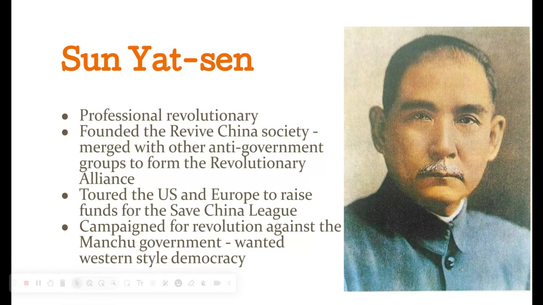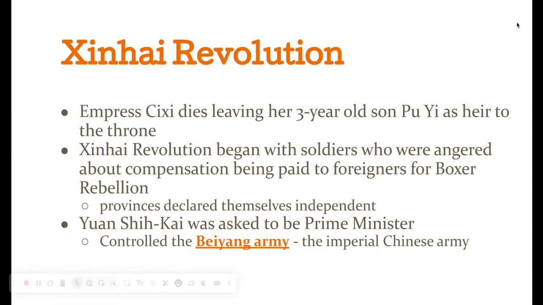Sun Yat-sen was a professional revolutionary, and he founded the Revive China Society, which merged with other anti-government groups to form the Revolutionary Alliance. He toured the USA and Europe to raise funds for the Save China League, and he campaigned for revolution against the Manchu dynasty and wanted Western-style democracy.